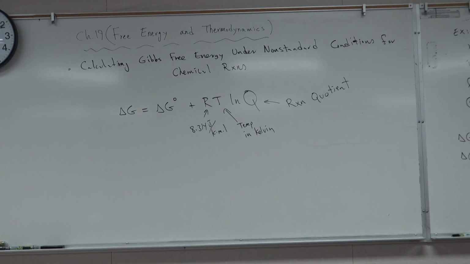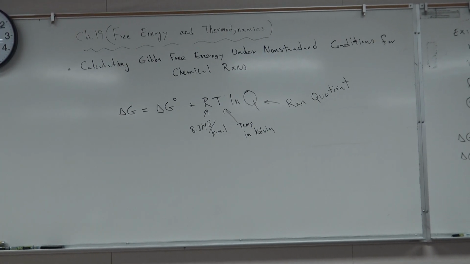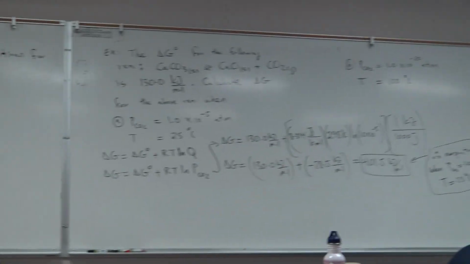So we always want to calculate delta G, but in order to do that, first we have to calculate delta G standard, so then we can figure out the delta G, and then from that figure out whether a reaction's spontaneous or not.